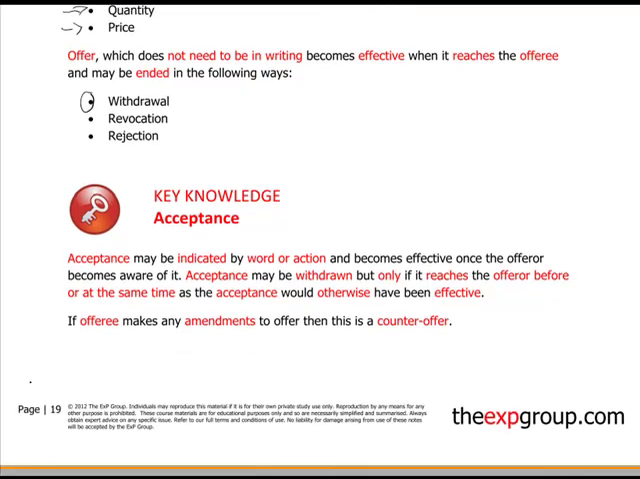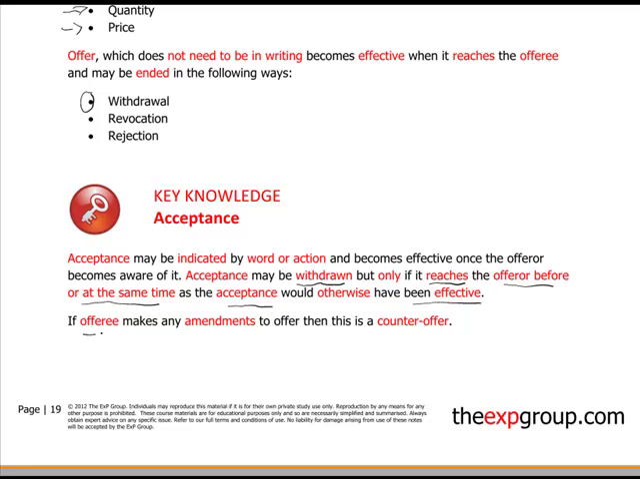What about acceptance? Acceptance may be indicated by word or action, so it doesn't again have to be in writing. Acceptance can also, however, be withdrawn, but it can only be withdrawn if the withdrawal reaches the offeror, the person who made the offer, before or at the same time as the acceptance would otherwise have been effective. So sometimes the examiner will lay out timings of a certain scenario and you've got to work out whether there's a valid acceptance and or withdrawal.